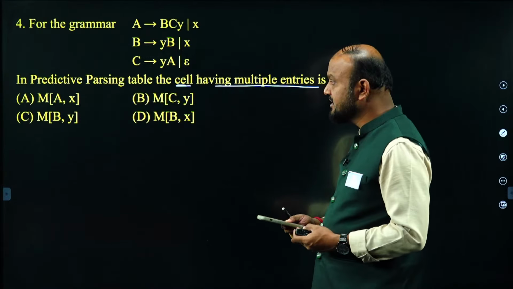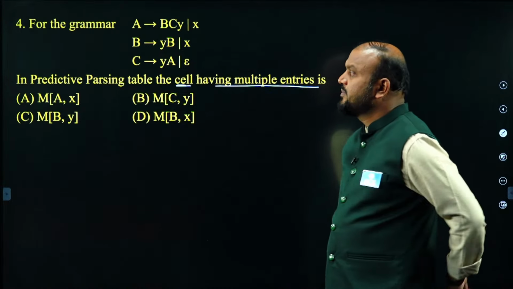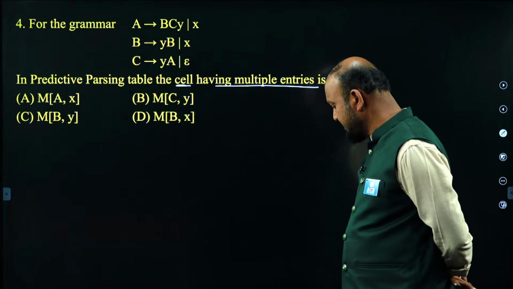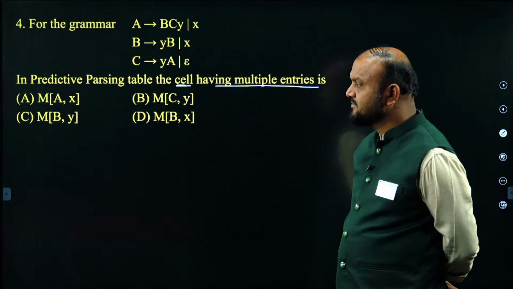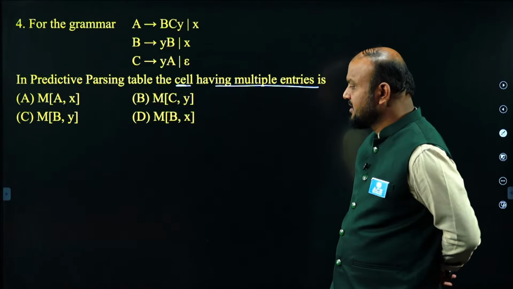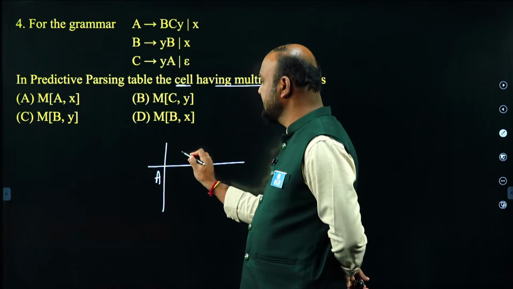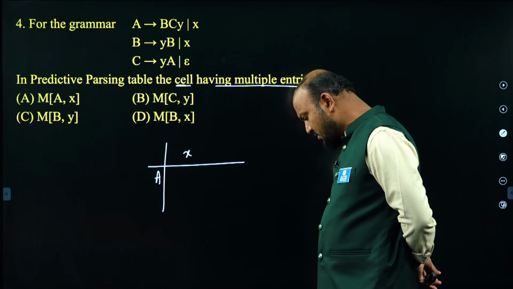Take a minute of time and try to understand and answer it. In predictive parsing table, the cell having multiple entries is. So what is option A given? A row, X column. Now, what can you see in the A row, X column?